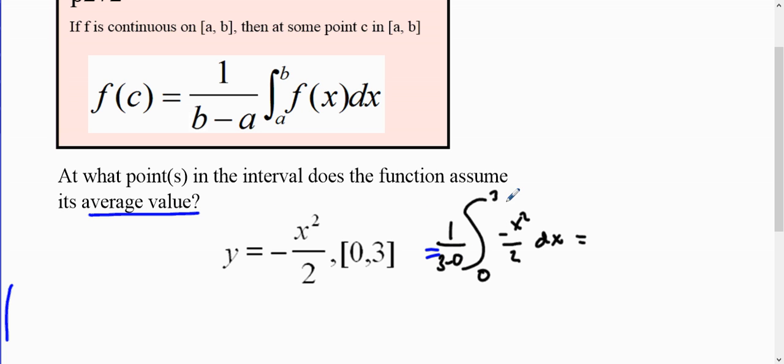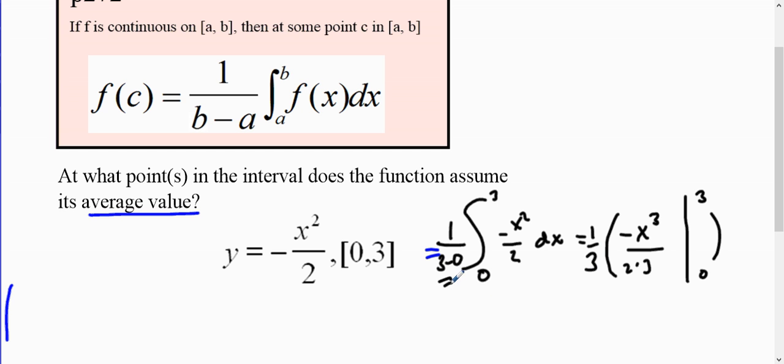Now, to do this by hand, we're going to find the integral of this function, so I'm going to use the antiderivative. To do that, we're going to have negative x. You're going to add 1 to the exponent, so it's going to be 3, and then we're going to divide by 3. So 2 times 3 is going to be 6. We're going to take that from 0 to 3, and then multiply all this once we get it by 1/3. That 1/3 comes from right there.